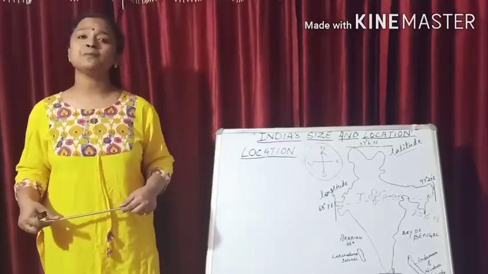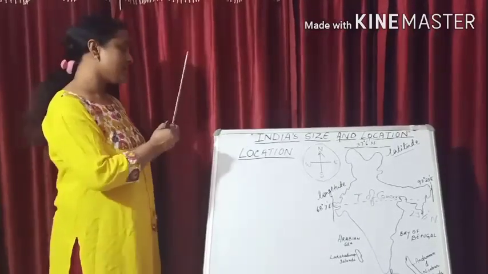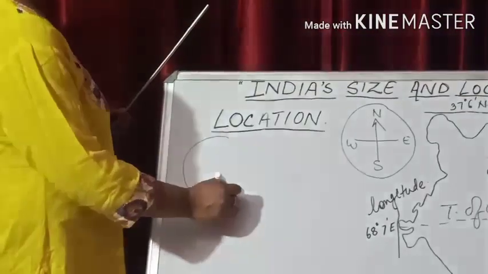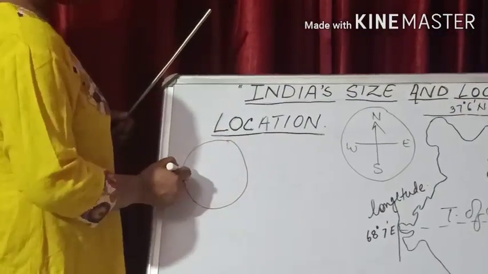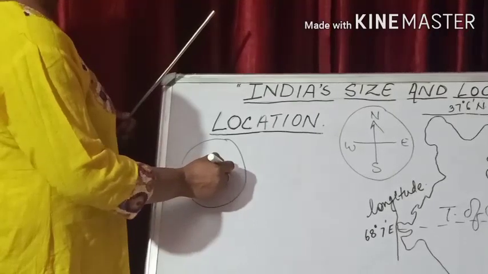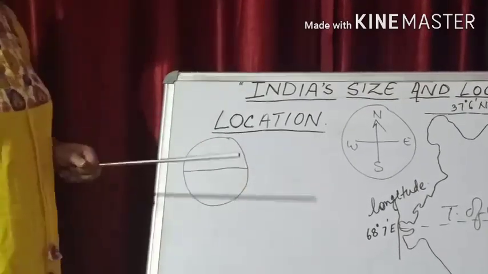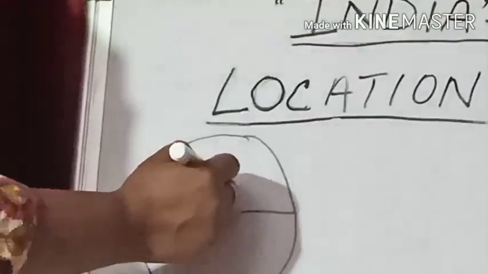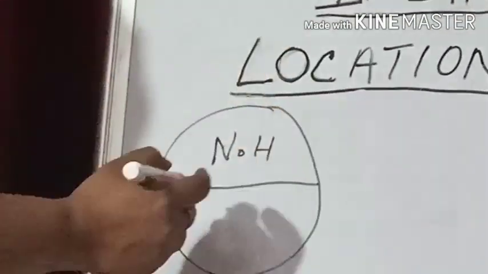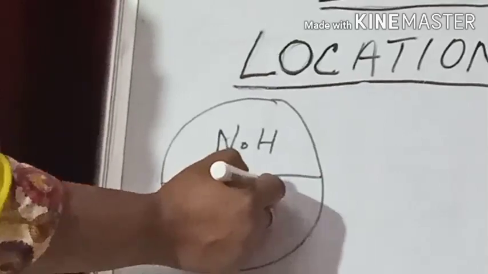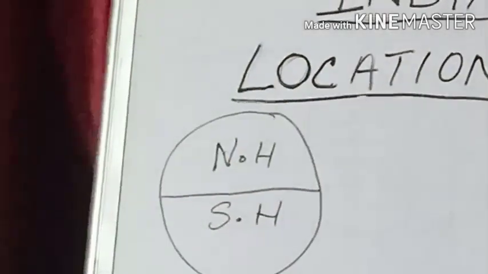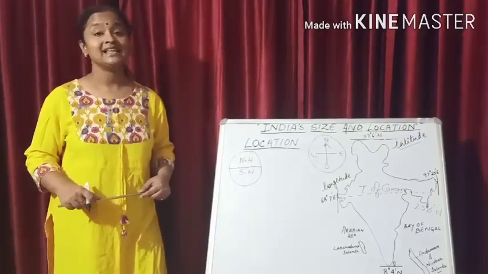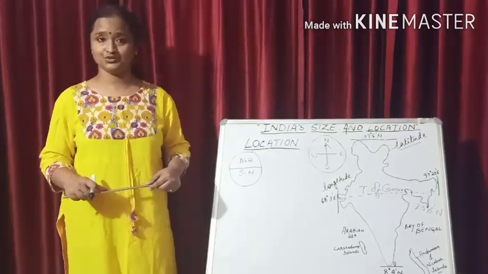Coming back to the topic of hemisphere. If I make a circle and term it as globe and mark it in the middle with a line dividing it into two equal halves, the upper half is called the north hemisphere and the lower half is called the south hemisphere. Now, talking about the topic, as I said, latitude and longitude.